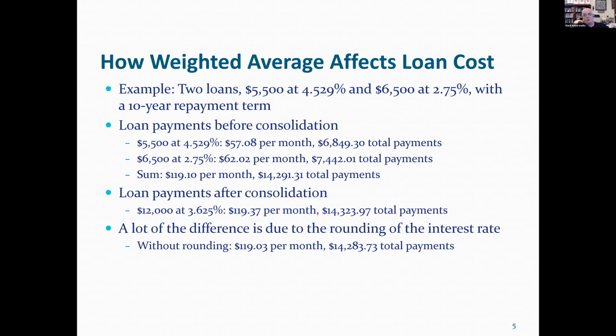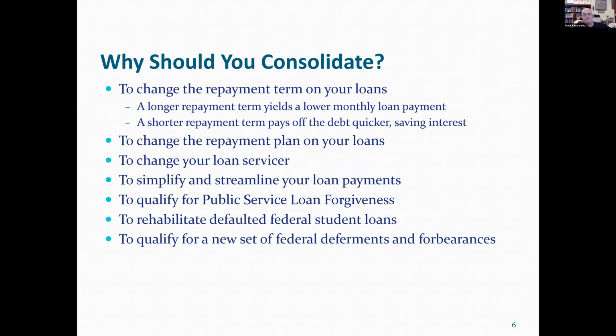So now let's shift to why you should consolidate your student loans. We're going to give you the pros and the cons, the advantages and the disadvantages. First, one reason is if you want to change the repayment term on your loans. A longer repayment term is going to reduce your monthly loan payments, but increase the total interest you pay over the life of the loan. A shorter repayment term will yield a higher monthly payment, paying down the principal balance of your loan quicker and reducing the total interest you pay over the life of the loan. So ideally, you want to choose the highest monthly payment you can afford so that you save the most money on interest.